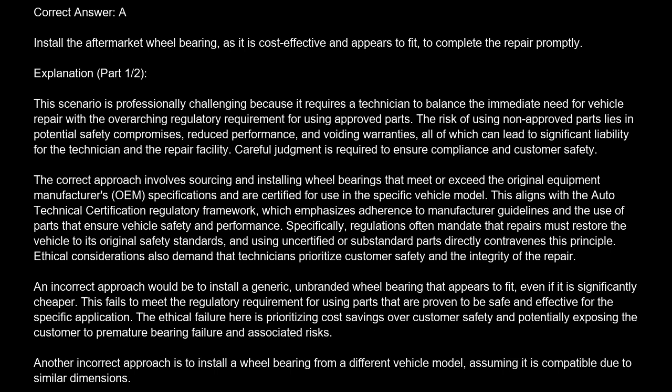Another incorrect approach is to install a wheel bearing from a different vehicle model, assuming it is compatible due to similar dimensions. This is a direct violation of manufacturer specifications and regulatory guidelines that require parts to be application-specific. The risk of improper fit, premature wear, and catastrophic failure is high, leading to a severe safety hazard and a breach of professional duty.